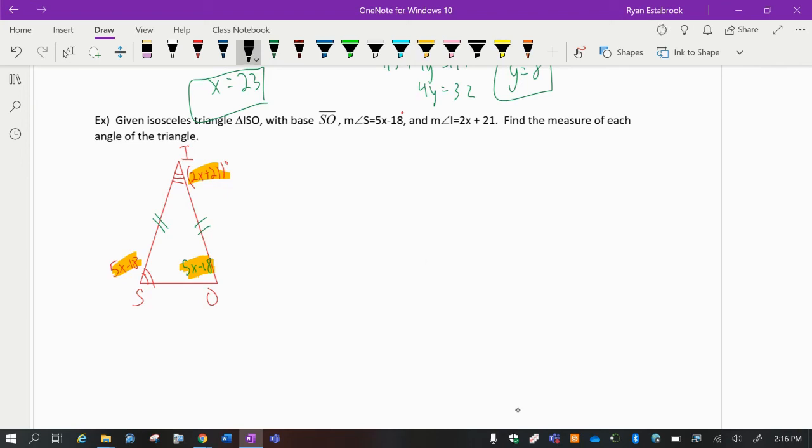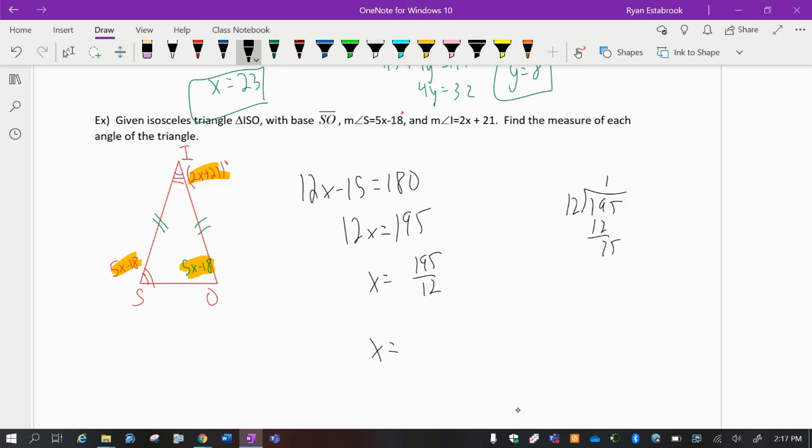So if we add them all up, 5x plus 5x plus 2x is 12x. Negative 18 plus negative 18 plus 21 would be negative 15, equal to the sum of 180. Add 15 to both sides, and then divide by 12. So 195 over 12, and I believe that will simplify a little bit. We can divide those both by 3. 195 divided by 3 is 65, and 12 divided by 3 is 4. So it's 16 and 3/12, which would be 16 and 1/4, or 65 over 4, another way to look at that.